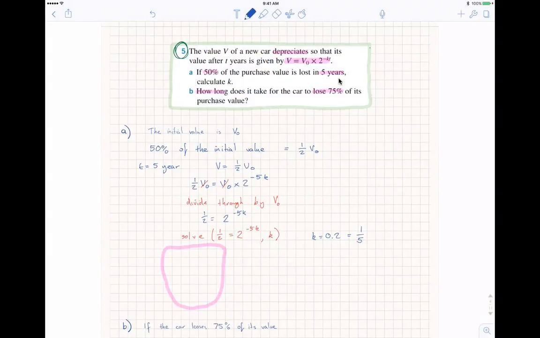So we could have acquired k without the CAS. Could note that 1/2 is equal to 2 to the negative 1. And just as in the previous question, if we've got the same base, then the numbers that are in the index, or the exponent, need to be equal. So in other words, -1 must equal the minus 5k. If we divide both sides by -5, then we get a fifth is equal to k.